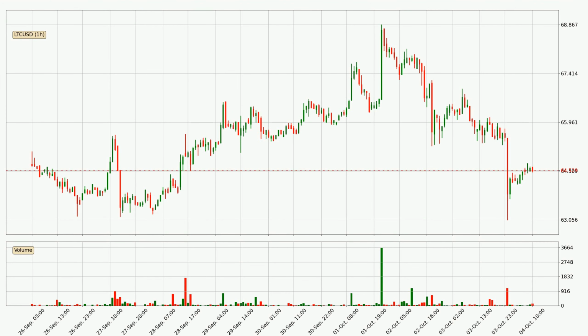Looking at the Litecoin hourly time frame, the price moved down around 2.0% in the last 24 hours, with a current price of 64.5. The fact that the sellers are taking over can be deduced because the volume was high and the move was strong.